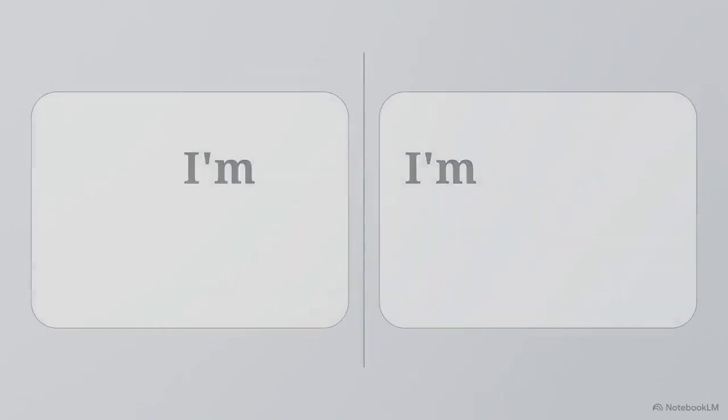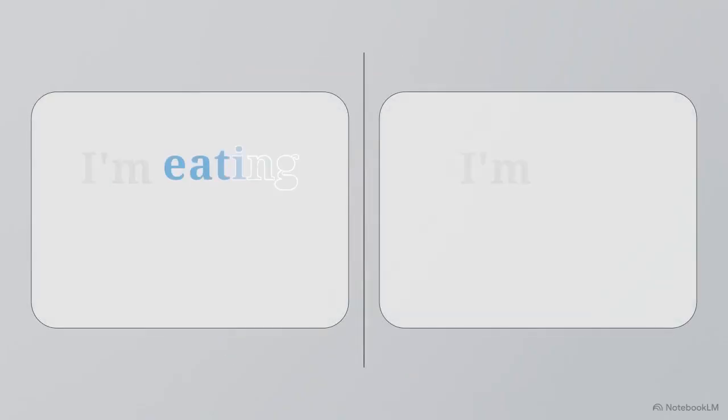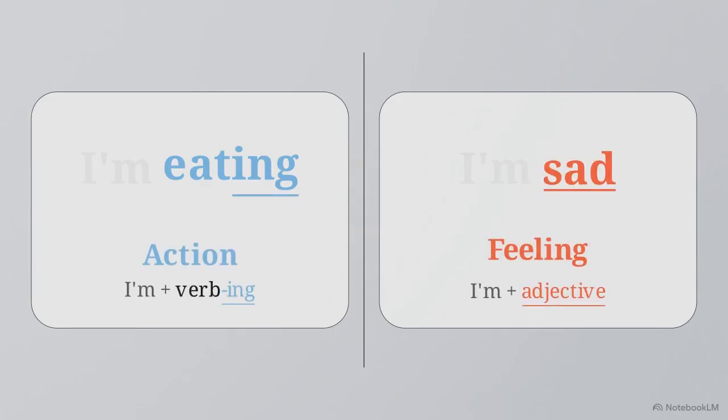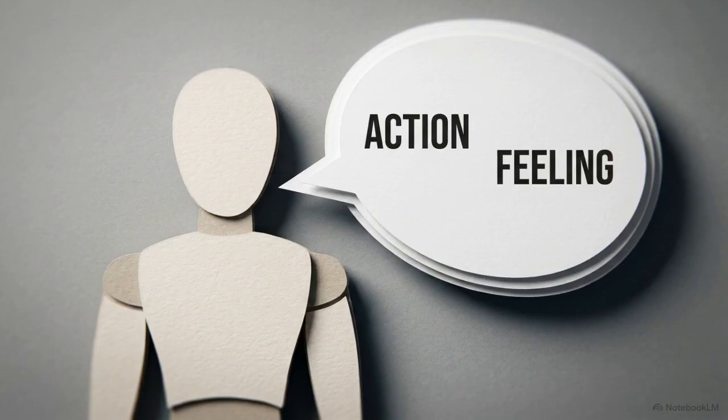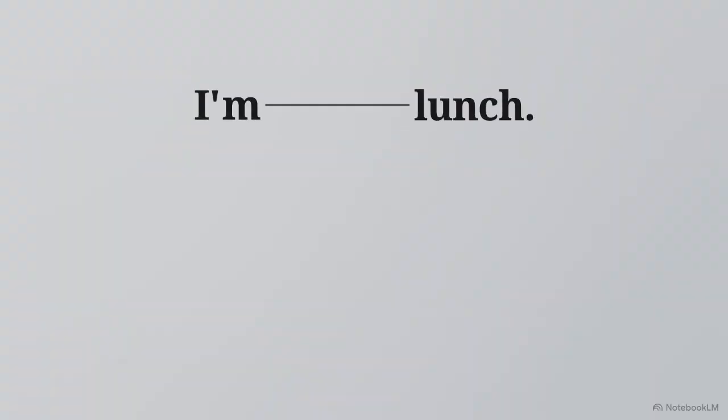When you compare them side by side, the difference is clear. I'm eating is an action you are doing. I'm sad is a feeling you have. Choosing the correct pattern tells your listener exactly what you mean, if you are doing something or if you are feeling something. Let's try a quick test.